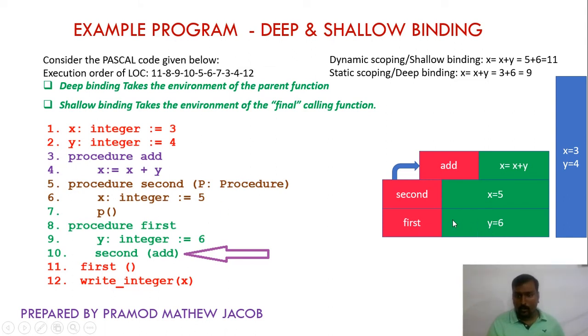So it will take the environment of the parent function. Though there is no x value here, it will take the value of x which is declared as global variable. Though there is y value in the first itself, there is no need to consider the global value of y. That is why in deep binding the value is 3 plus 6, where 3 is the global value of x and 6 is the redefined value of y in the function first.